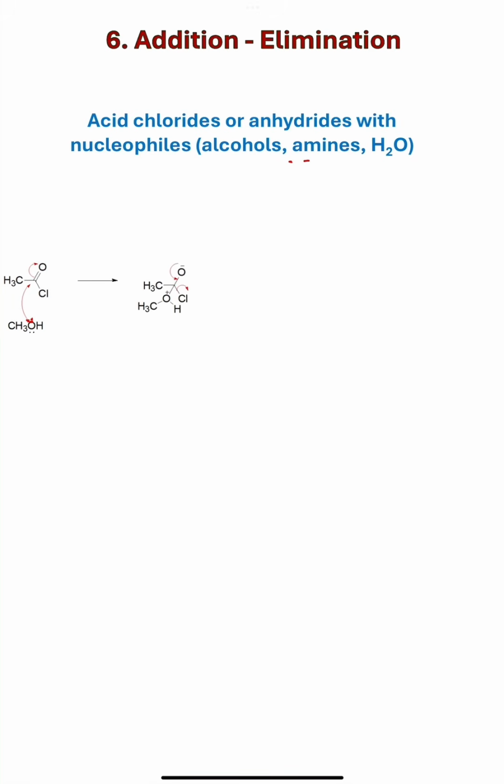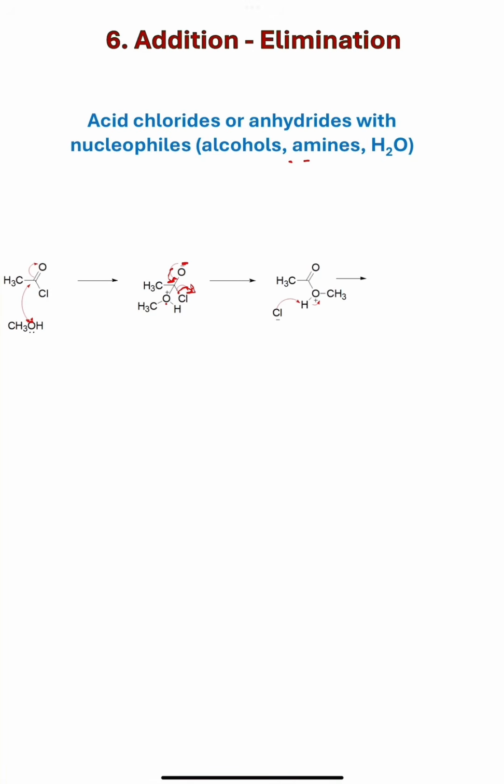That will give you an intermediate. In this one, the oxygen will have a negative charge, and the other oxygen that comes from the alcohol that reacted, or the nucleophile, will have a positive charge. The second step will be the elimination step, where the lone pair of electrons and the negative charge on the oxygen will go to regenerate the double bond between the oxygen and carbon, and the chloride will leave as a leaving group in this case, and that will give you the ester.